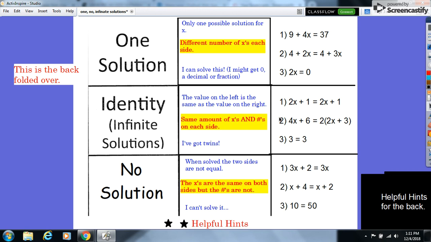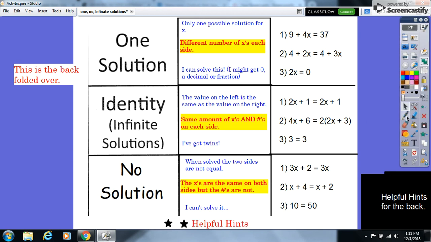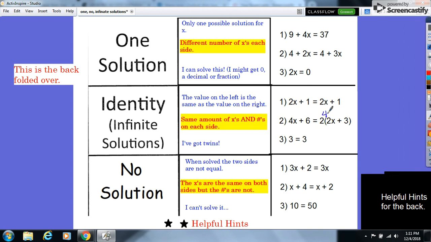You'll notice on here for number 2 for the infinite solutions, these don't look like twins. However, if I use the distributive property on this side and do 2 times 2, I get 4x. 2 times 3, I get 6. All of a sudden, now I've got twins. When you're working through some of these, you're going to have to maybe do a little bit of math to discover it. But as soon as you get it to the point where it's twins, you're good.